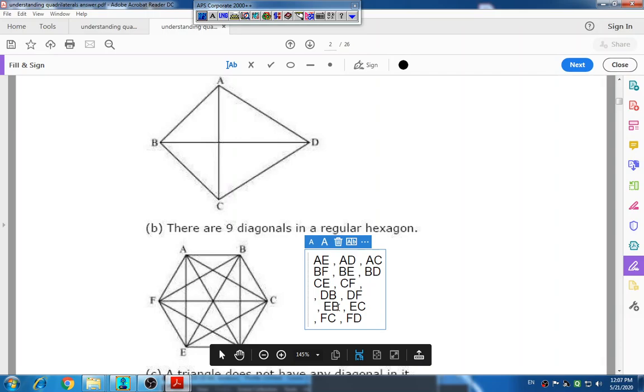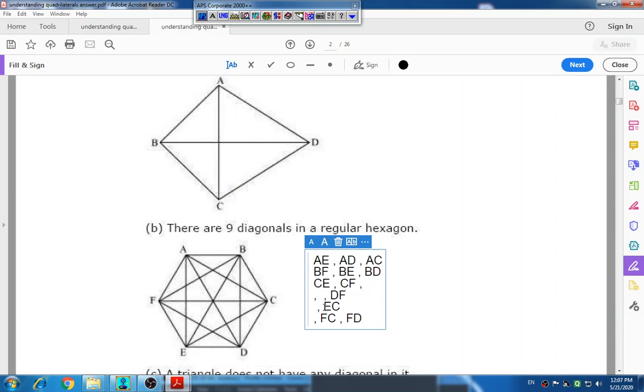BD and DB both are same, so I can delete one name. CE and EC both are same. DF and FD and CF and FC both are same, so I can release this name.